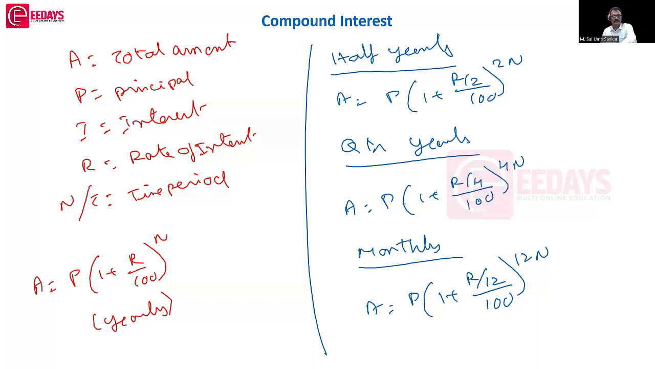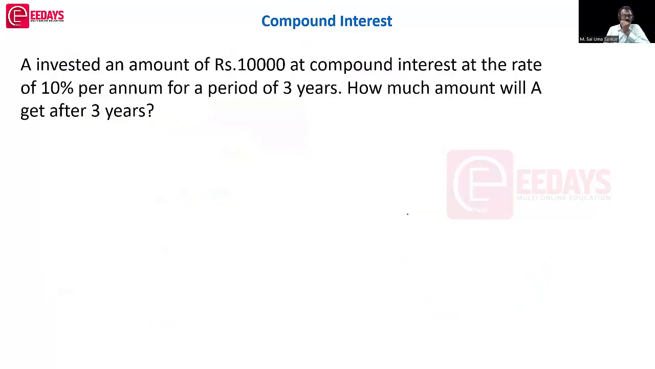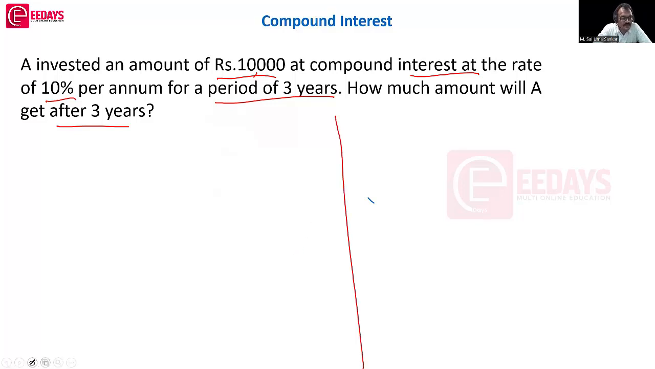Now, go to the first one. What is the first question here? A invested an amount 10,000 at a compound interest at the rate of 10% per annum for a period of 3 years. How much amount A will get after 3 years? I'm going to explain in 2 cases, 2 conditions. Now, what is the first one? Formula base. Okay, what is the formula base?